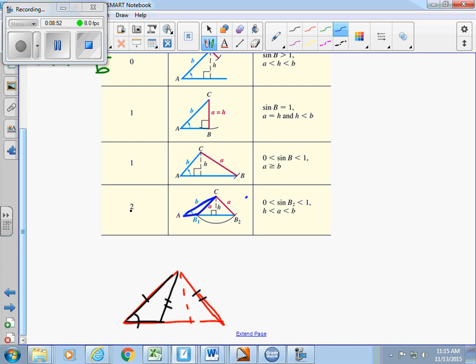Again, I want to make sure that you do not get caught up in the letters, because if you do, the letters are going to change on the triangles. They may call C A, A, C. So don't get caught up in what the letters are doing, but how the triangle's set up.